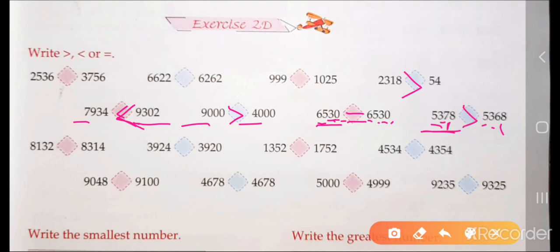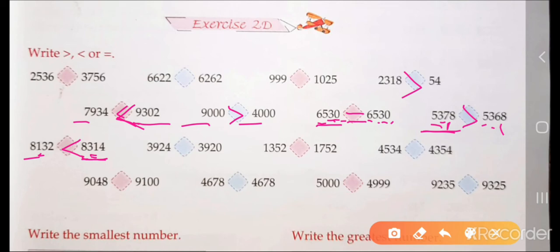Okay. Again this one is 8 and the thousands place of this one is also 8. This one is 1 and this is 3. Then which digit is greater? 3 is greater. So this whole number will be greater.